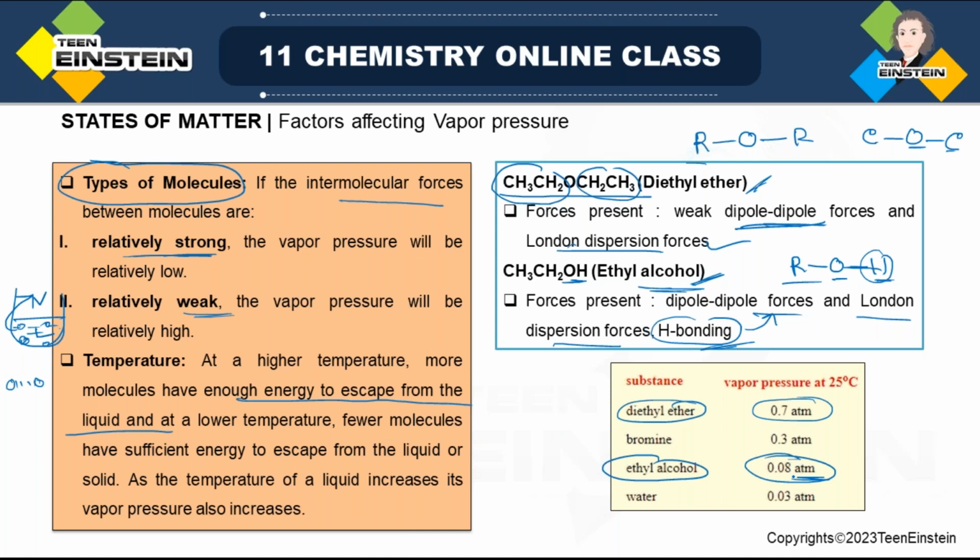So for the same substance, when you increase the temperature, whether it is ethyl alcohol or any other substance, the common point is that the molecules will have more energy compared to the lower temperature, and they can easily escape the liquid state and move to the vapor state. But at lower temperature, fewer molecules have sufficient energy to escape from the liquid state, or solid, though mainly we are focusing on liquid. That is the reason that when the temperature of a liquid increases, vapor pressure also increases, directly proportional.